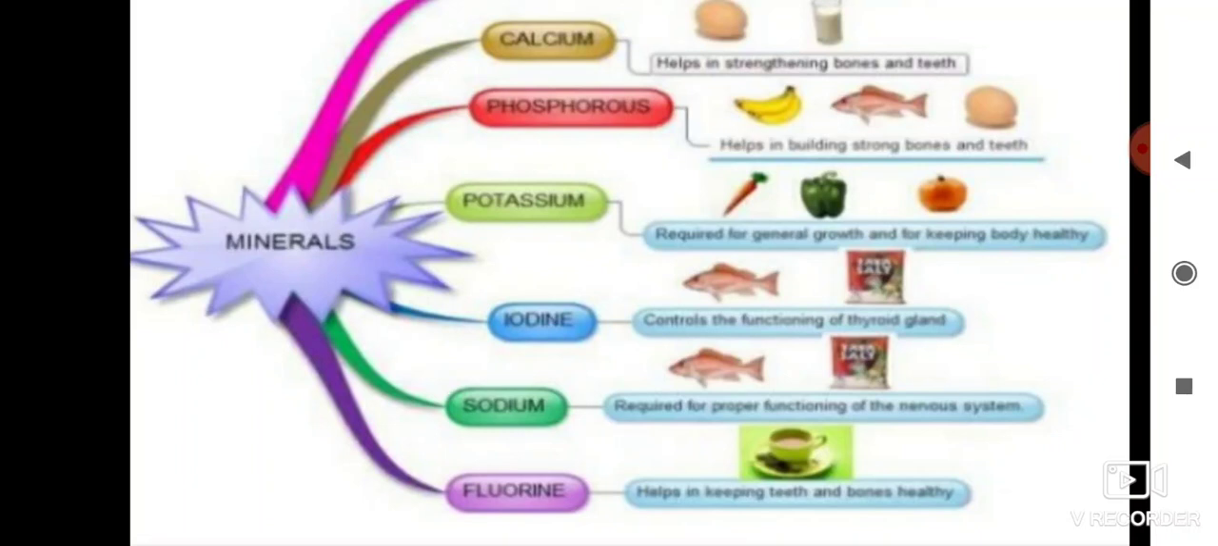Minerals are helpful to give strength to our body, and they also help our growth and development. You can see the different types of minerals: iron, calcium, phosphorus, potassium, iodine, sodium, fluorine. These are the major minerals, especially iron, which is very essential to give good strength to your body. Next, what food items contain iron?